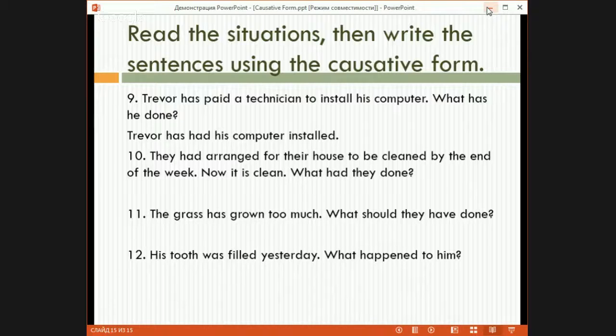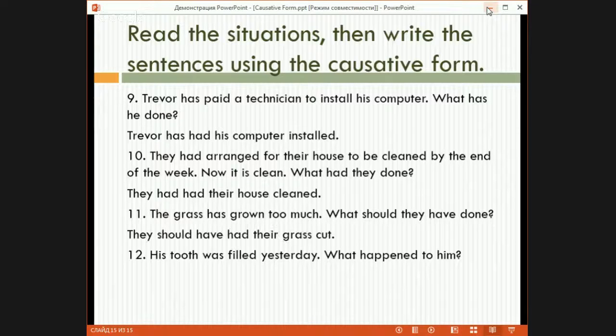They had arranged for their house to be cleaned by the end of the week. Now it is clean. What had they done? They had had their house cleaned. The grass has grown too much. What should they have done? They should have had their grass cut. And the last one, his tooth was filled yesterday. What happened to him? He had his tooth filled yesterday. That's it.